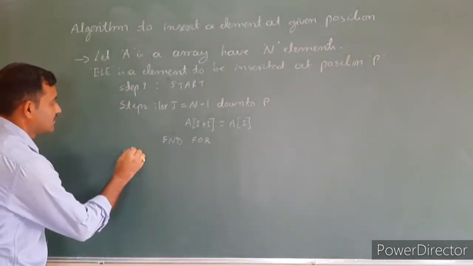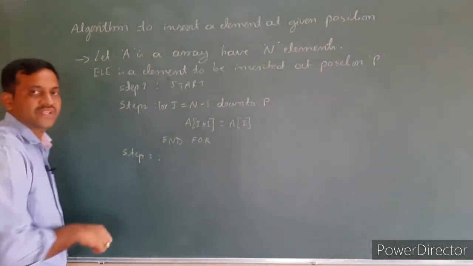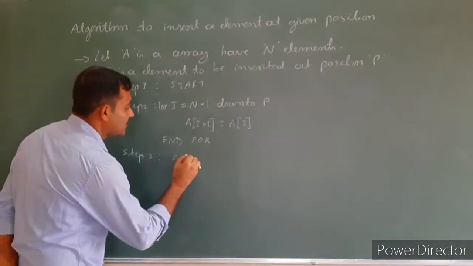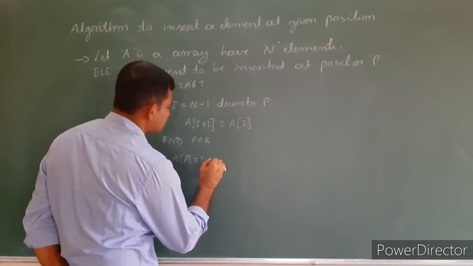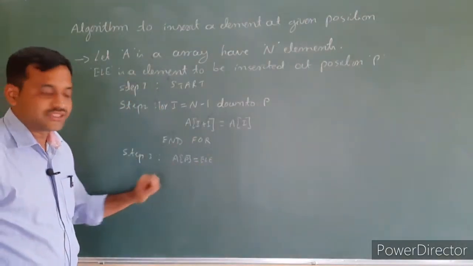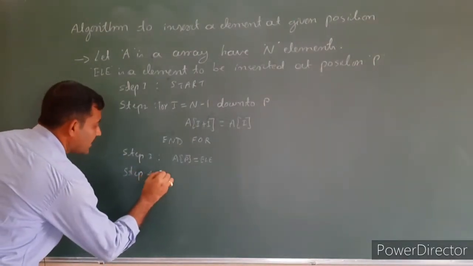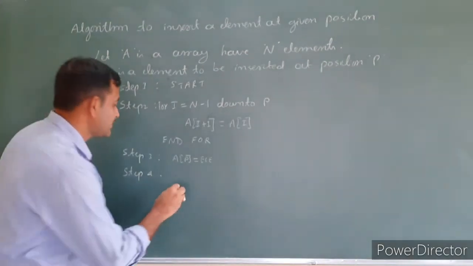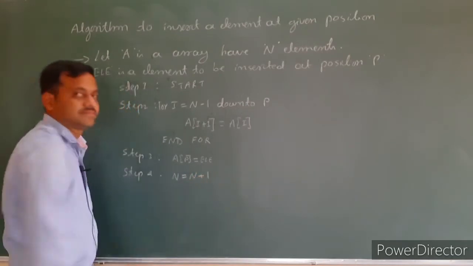After that, in step 3, when the for loop terminates, for the A of P position, assign the element. After assigning the element to the A of P position, the array length must be increased. After adding the element, the array length must be increased, so n equals n plus 1.